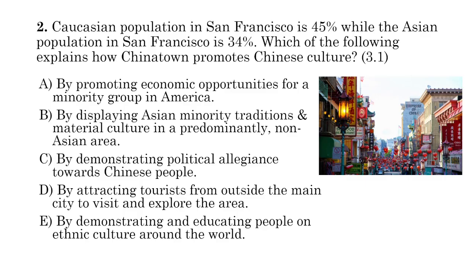B, by displaying Asian minority traditions, we know it's a minority because of the question, and material culture, we can see that in the image, in a predominantly non-Asian area, which is San Francisco. If you go outside of Chinatown, the rest of San Francisco is predominantly non-Asian. So that's a pretty good answer. So we'll come back to that one.